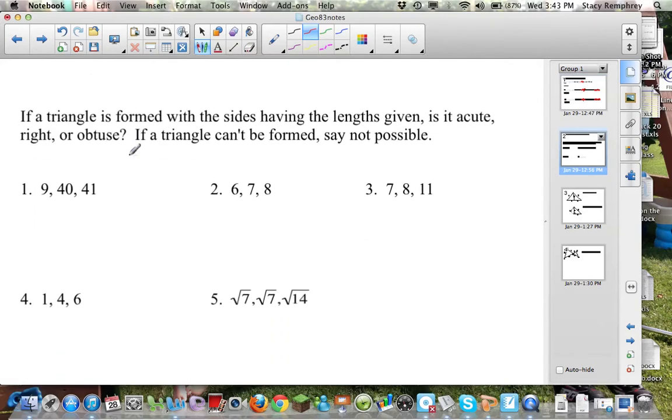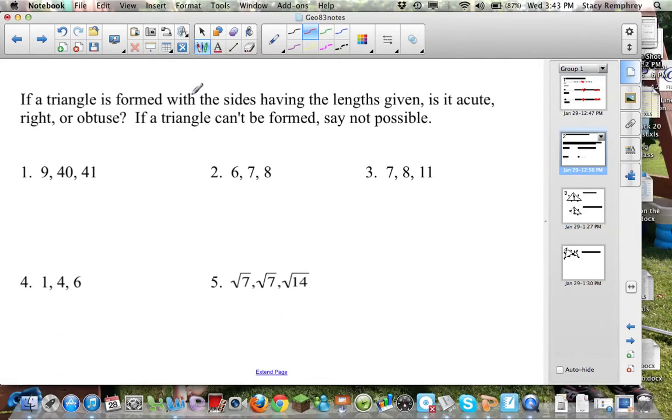Okay, I'm going to skip that first part. If a triangle is formed with the sides having the lengths given, is it acute, right, or obtuse? So the first thing you're going to want to do is identify the C. So this is my C side. The C is always your longest. Don't assume it's the last one. It's always the longest.